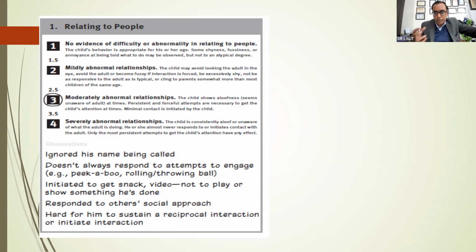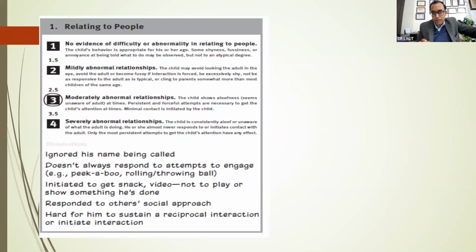He was trying to respond to the social approach, but the problem was he was not able to continue that interaction. That means reciprocal interaction was not there, and he was finding it difficult to initiate interaction. I had to tell him repeatedly, give him some reinforcers to initiate his interaction, but he was not able to interact on his own. So depending upon this scoring, the child fits into the category of 2.5.